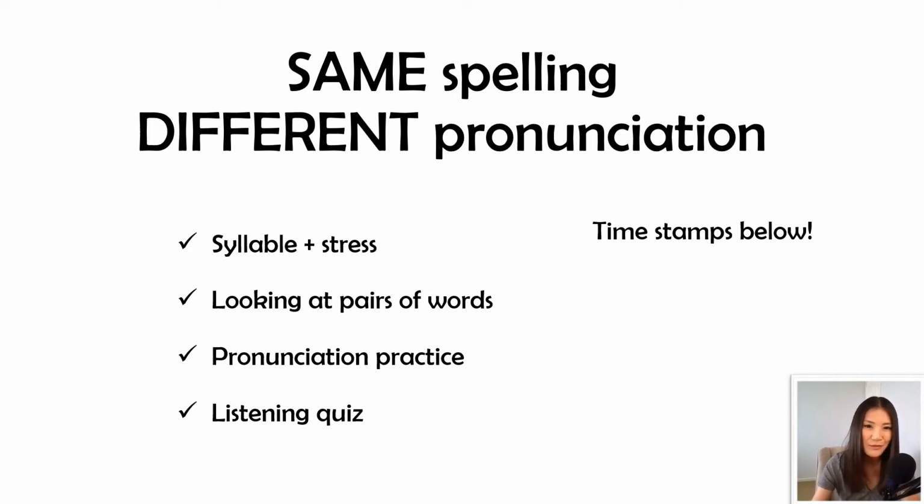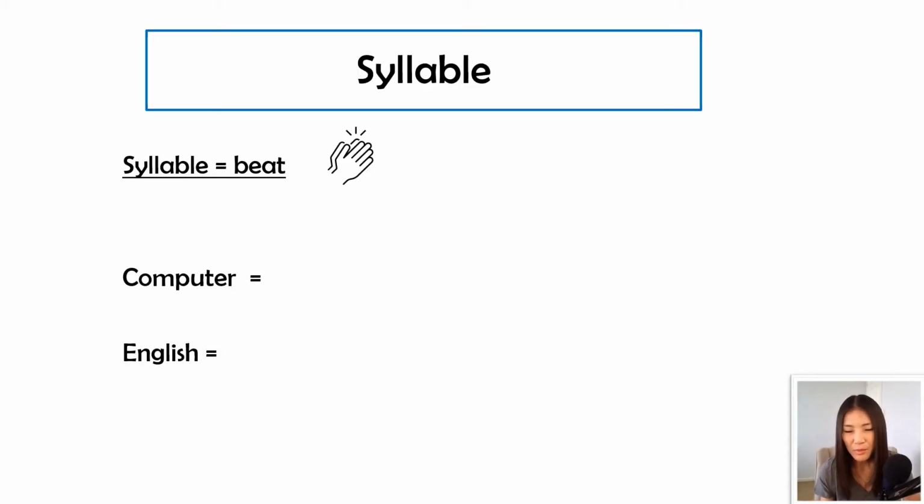I think many people are already familiar with what a syllable is, but just in case we need review, a syllable is like a beat. So with the word computer, there are 3 beats or 3 syllables. With the word English, there are 2 syllables. So please remember that syllable just means beats, how many beats there are to a word.